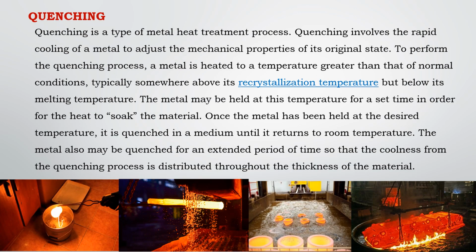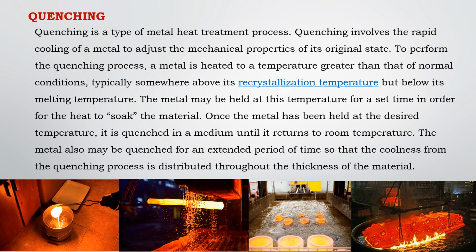Quenching is a type of metal heat treatment process. Quenching involves the rapid cooling of a metal to adjust the mechanical properties of its original state. To perform the quenching process, a metal is heated to a temperature greater than that of normal conditions, typically somewhere above its recrystallization temperature but below its melting temperature.